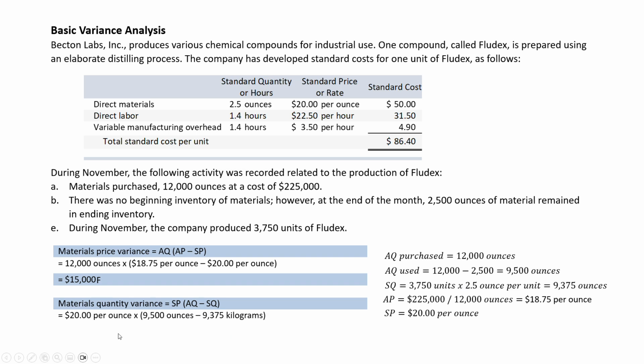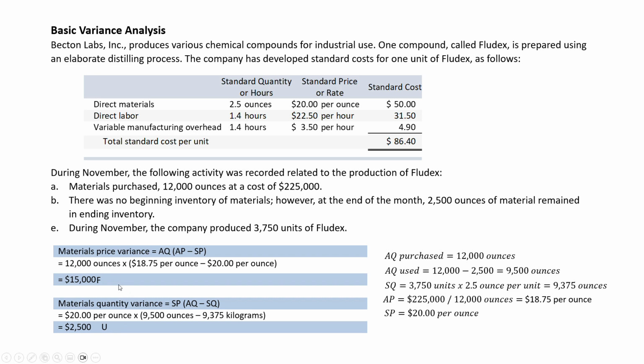So $20 per ounce standard times the difference between 9,500 ounces actually used minus 9,375 is what we anticipated. In this scenario, we used 125 more ounces than we anticipated, times $20 per ounce is $2,500 unfavorable. That's the additional complication if the amount purchased is different than the amount used. Actual quantity for price variance is quantity purchased. Actual quantity for quantity variance is quantity used.